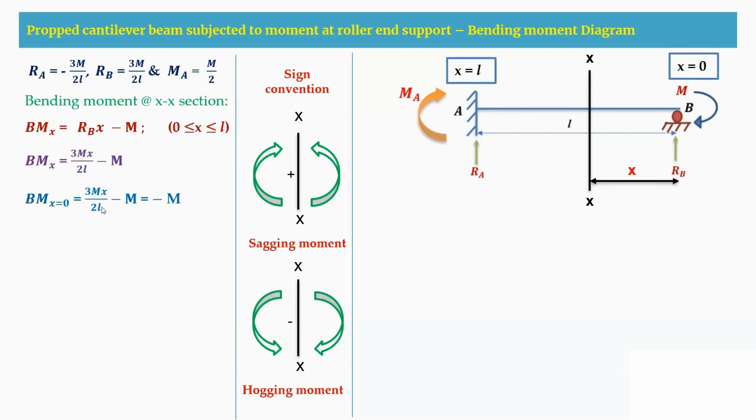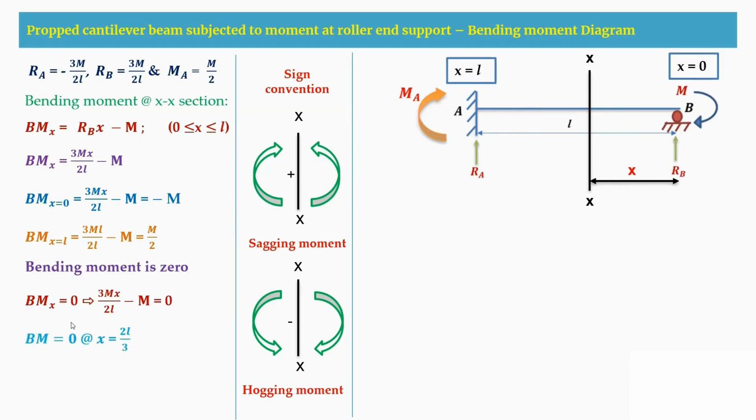When X is equal to 0, substituting, I get the bending moment to be minus M, and when I substitute X equal to L, that is at A, I get the moment to be plus M by 2. So from B to A, it is changing from negative to positive, which means at some location the bending moment is 0. So I'm equating the BMX equation to 0. By simplifying it, I got that at X equal to 2L by 3, the bending moment is 0.